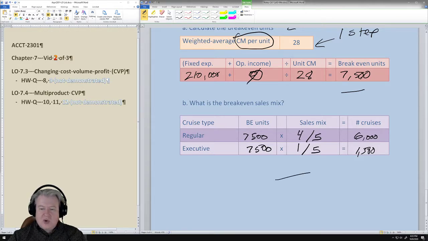Okay, so that is the weighted average contribution margin per unit. You might have to look at this a couple of times just because sometimes it doesn't sink in how to figure out the weighted average, but it's not that difficult once you do it a couple of times. It's just this one extra step.